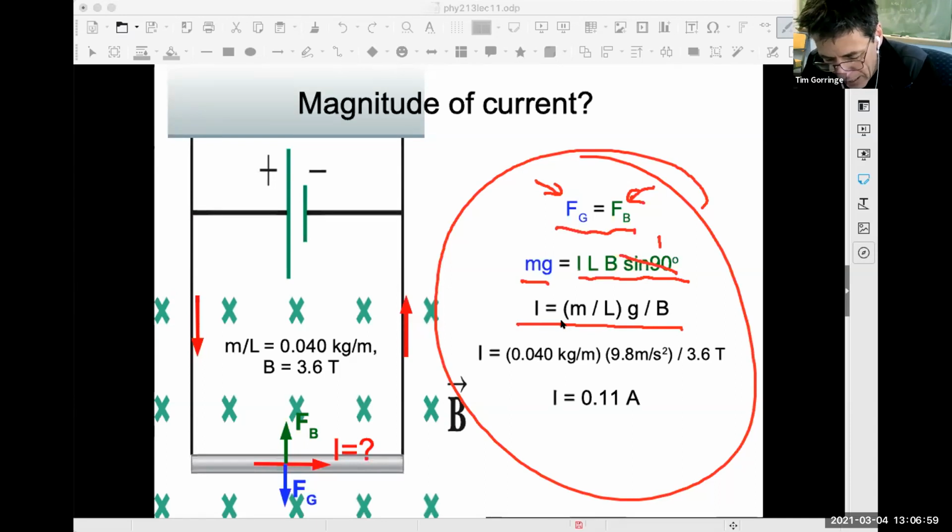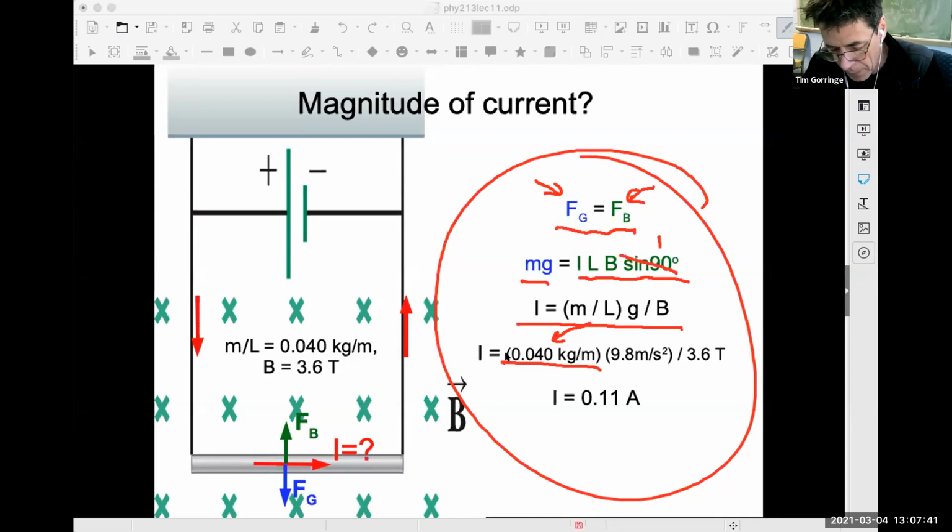And I noticed when I did that, that the current is equal to m over L, mass per unit length of the wire, times the ratio of the acceleration of gravity divided by the magnetic field. It's useful to think of it this way because m over L was what we were told about the wire. We weren't told the mass of the conductor. I don't know how many kilograms it is, but I'm told that it's 0.04 kilograms per unit length. That's all we need. We just need the mass per unit length. We don't need the actual mass of the conductor. So I can fill that in.